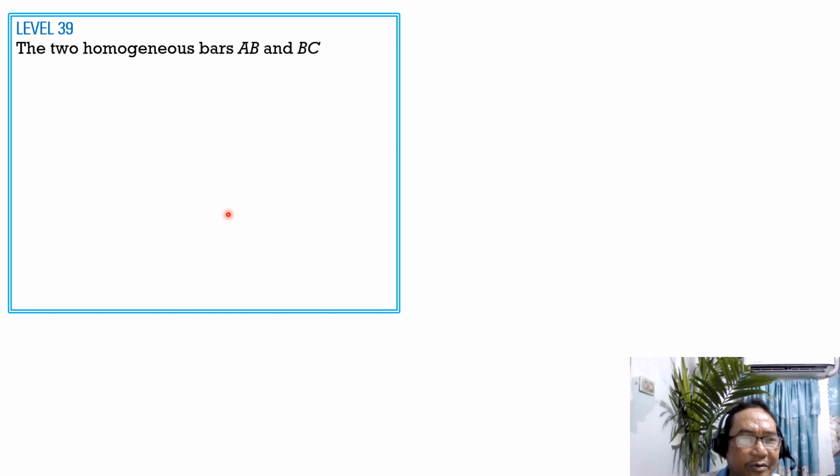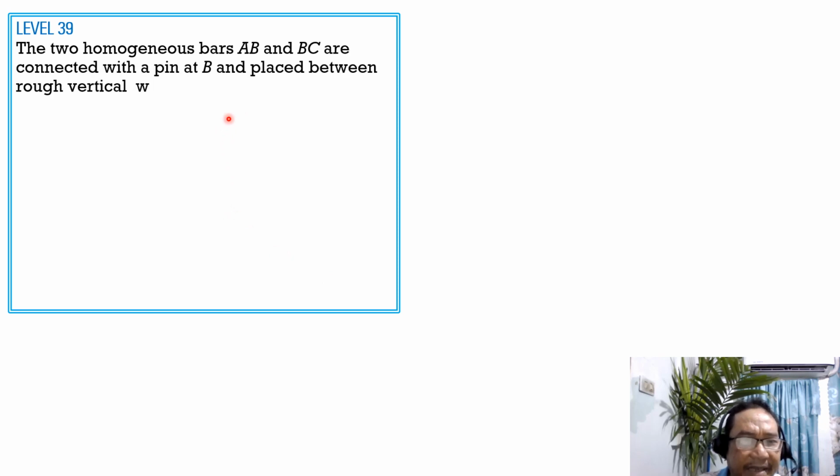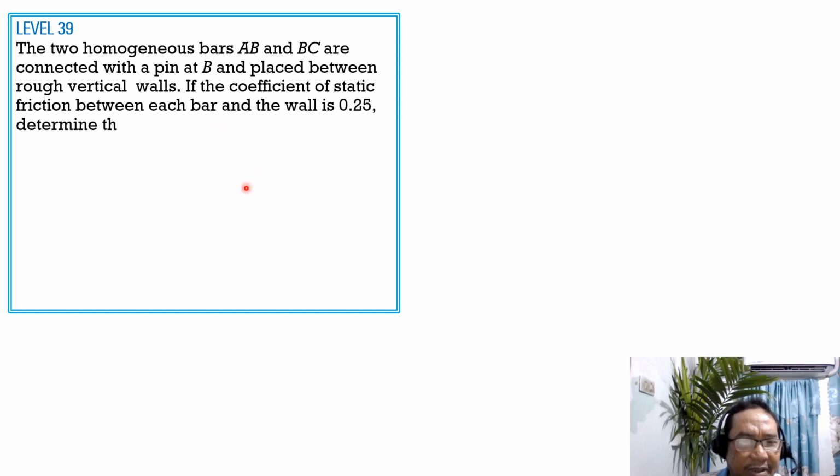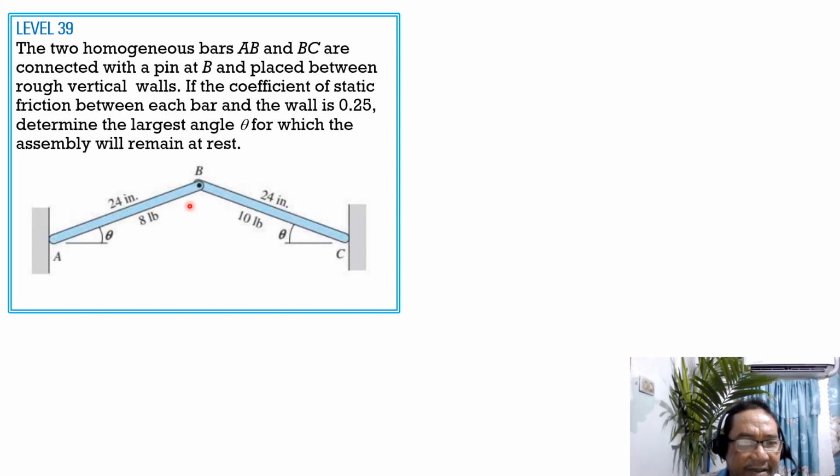Level 39. The two homogeneous bars AB and BC are connected with a pin at B and placed between rough vertical walls. If the coefficient of static friction between each bar and the wall is 0.25, determine the largest angle theta for which the assembly will remain at rest. So here is the given figure. So let's have the solution and apply the weight.